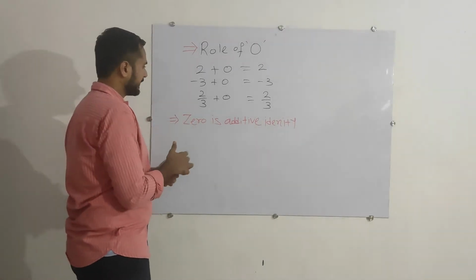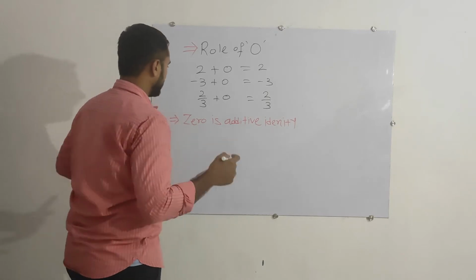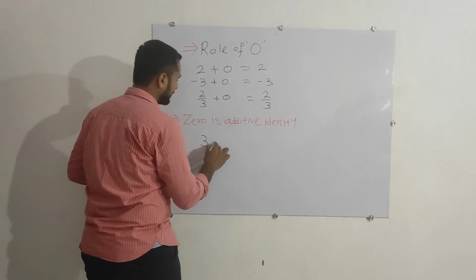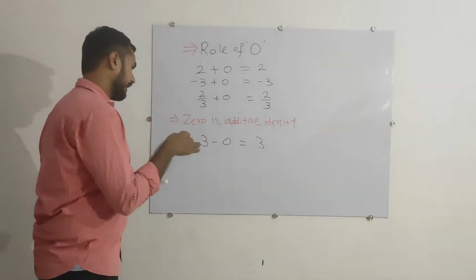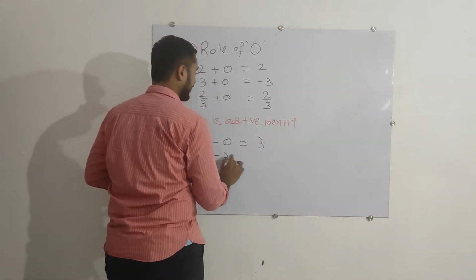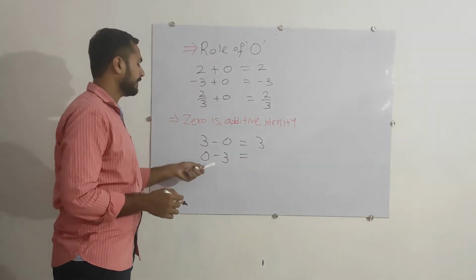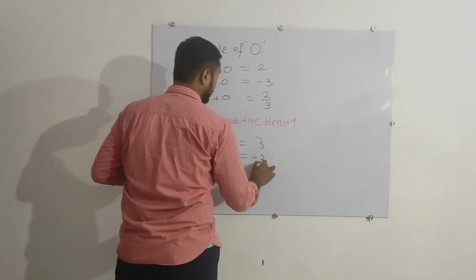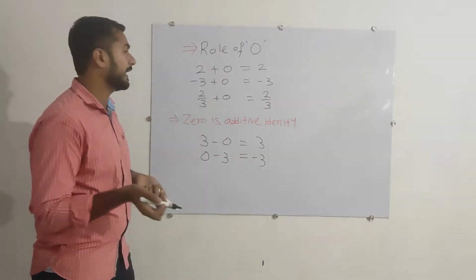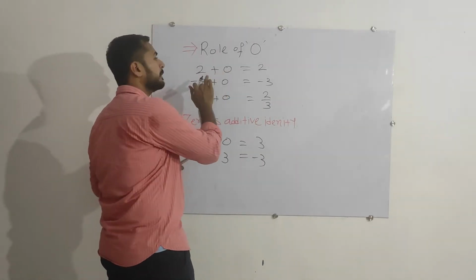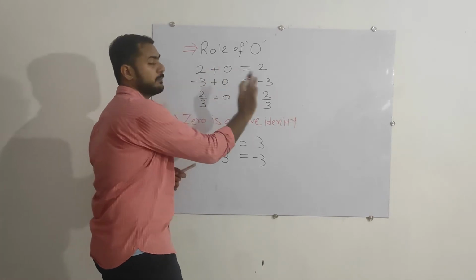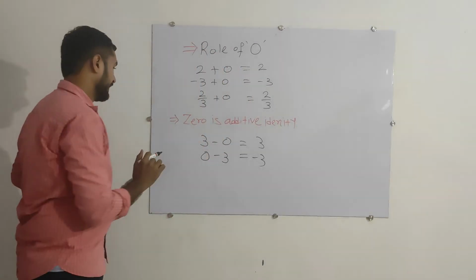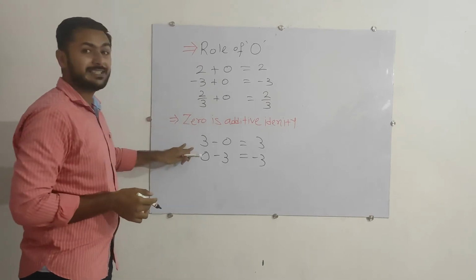Let's start with subtraction. If I subtract 3 minus 0, no change there. But if I do 0 minus 3, it will be minus 3. In addition, it will not happen like that. If I do 2 plus 0 or 0 plus 2, the answer will be the same. If I do minus 3 plus 0 or 0 plus minus 3, the answer will be the same. So this is about subtraction.